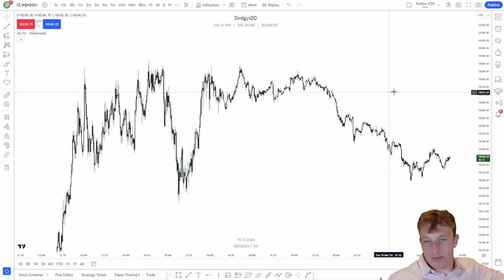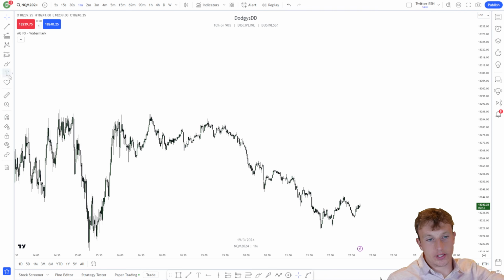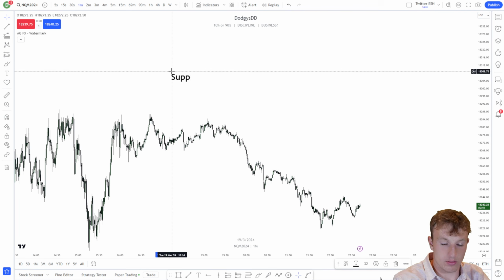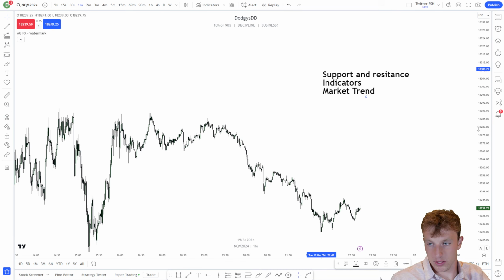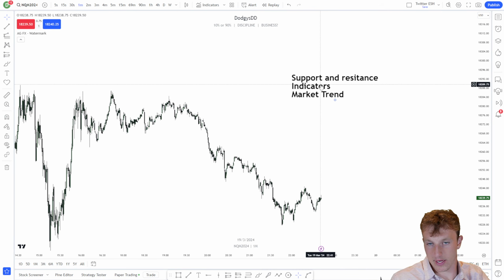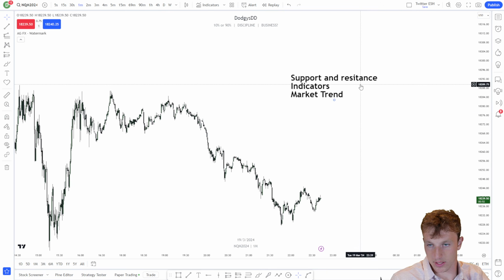So far we've talked about different ways to get in. Some ways you could get in would be support and resistance, whether that's a retest of support, indicators, and market trend. I want to show you guys an example of all three ways we can possibly get in the market using these concepts.